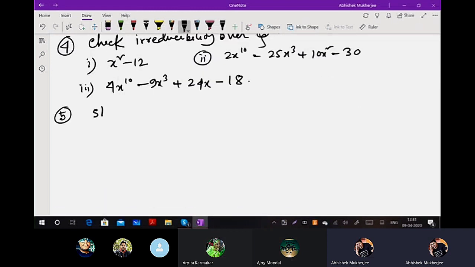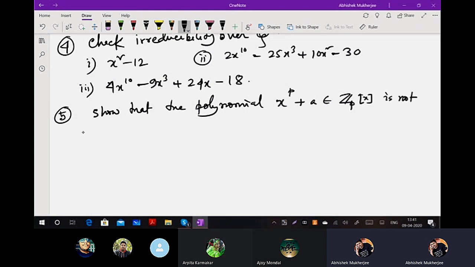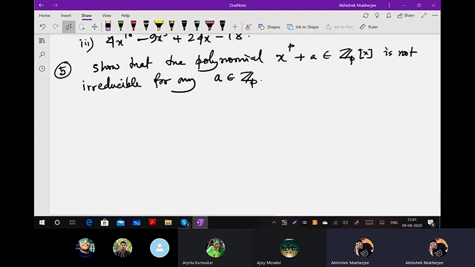Number 5, show that the polynomial x^p + a, with a constant a in the ring Zp[x], is not irreducible for any member a belonging to Zp.